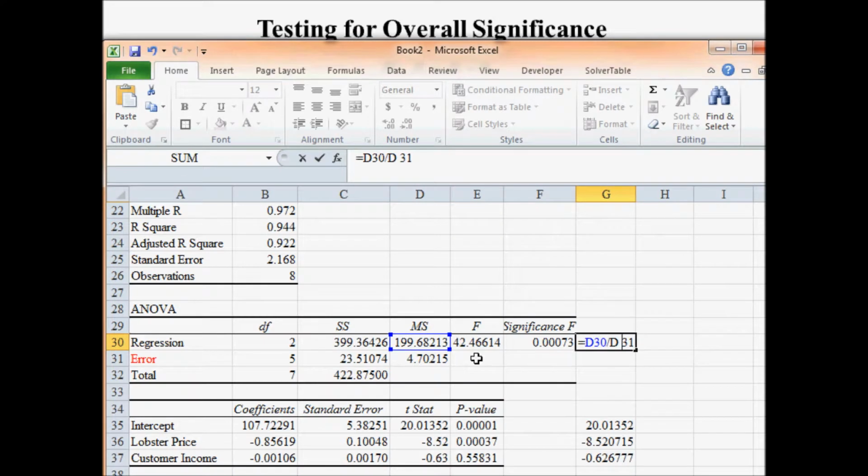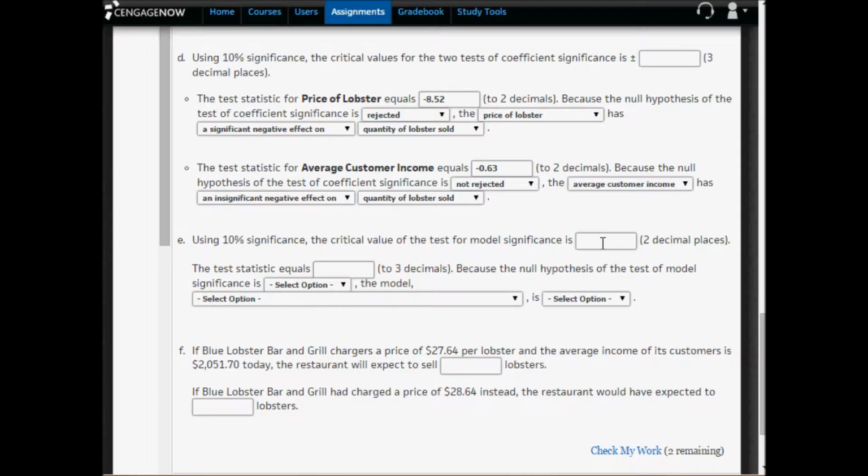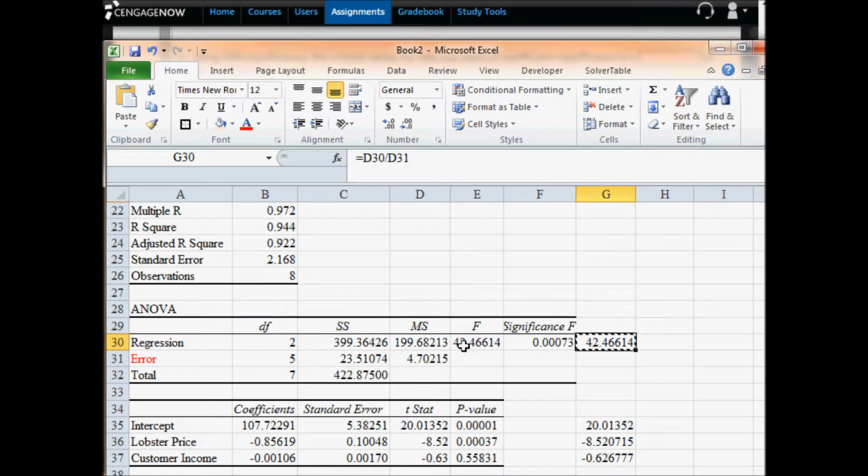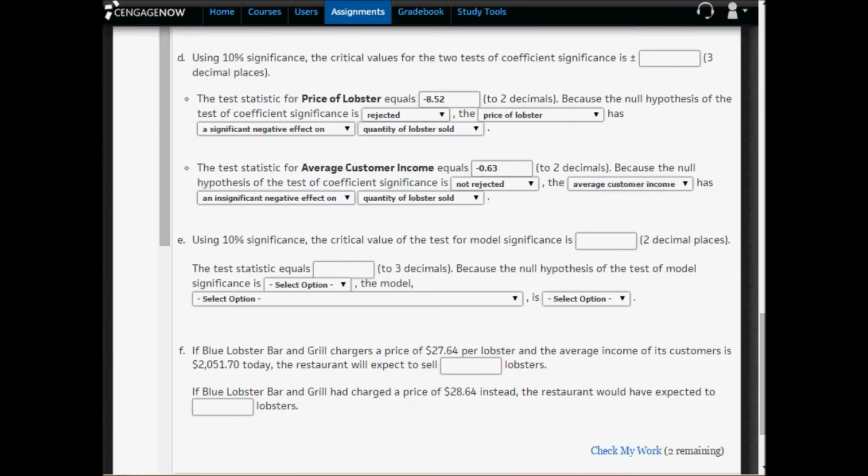So I'm going to copy the F-statistic value and paste it into... Oh, I need 2 decimal places. Sorry. I'm going to reduce that to 2 decimal places. I'm going to copy that into the critical value of the test for model significance. Oh, the F-statistic equals 42.47.